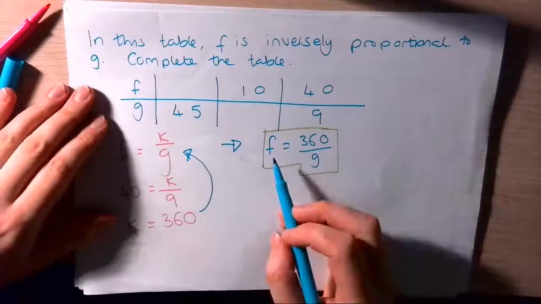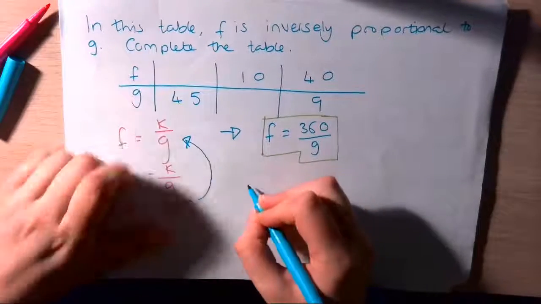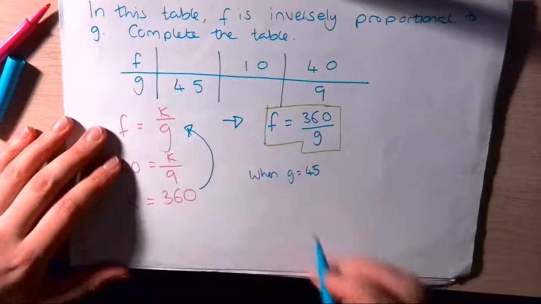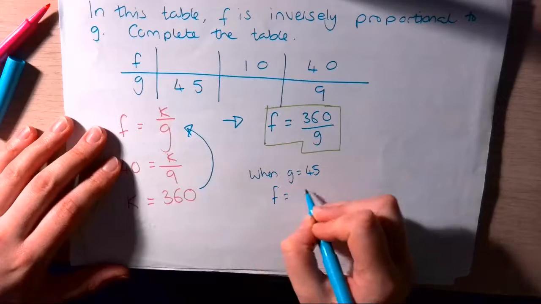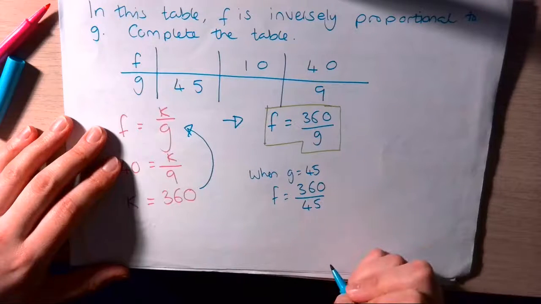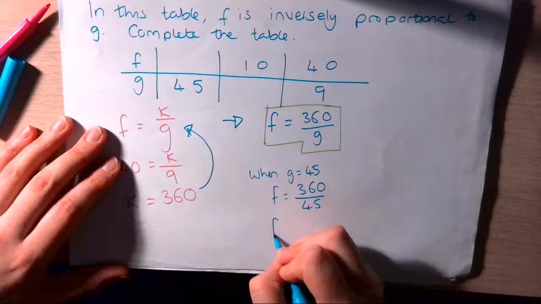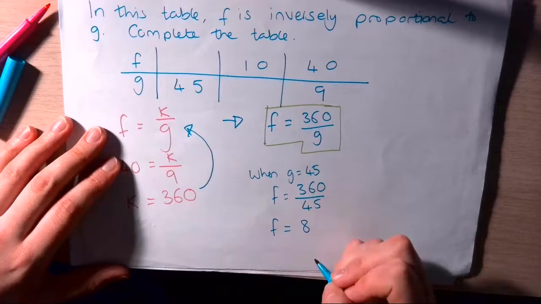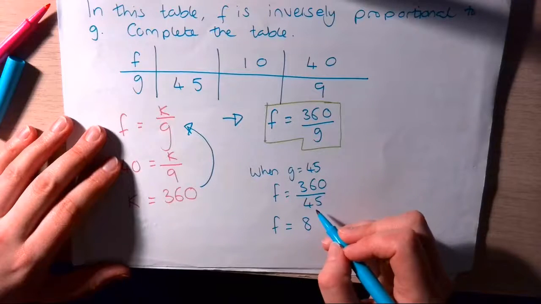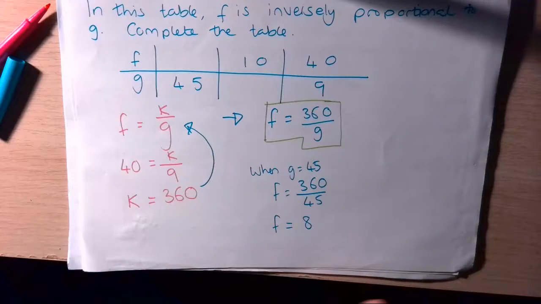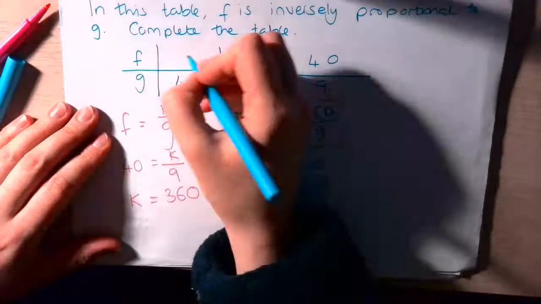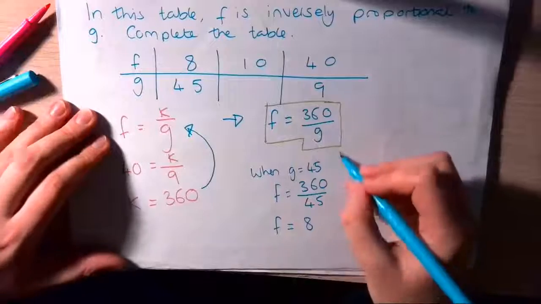So, let's do maybe this one here first. So when g equals 45, we're going to get f equals 360 over 45, which I believe is 8. f equals 8, right. Yes, that's right, because half of 90. I'm doubting myself. No, that is right. So we're going to have 8 up here. And then that's the first one.